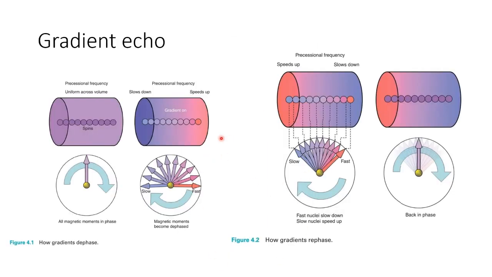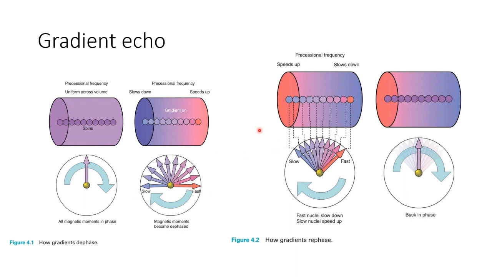Now coming to the gradient echo. The same concept, we are doing a 180-degree spin reversal by changing the magnetic field. Here the bore contains the same magnetic field across it. Then we apply a magnetic field gradient where on the right side the magnetic field will be stronger than on the left side. So the precession will be stronger on the right side and weaker on the left side.